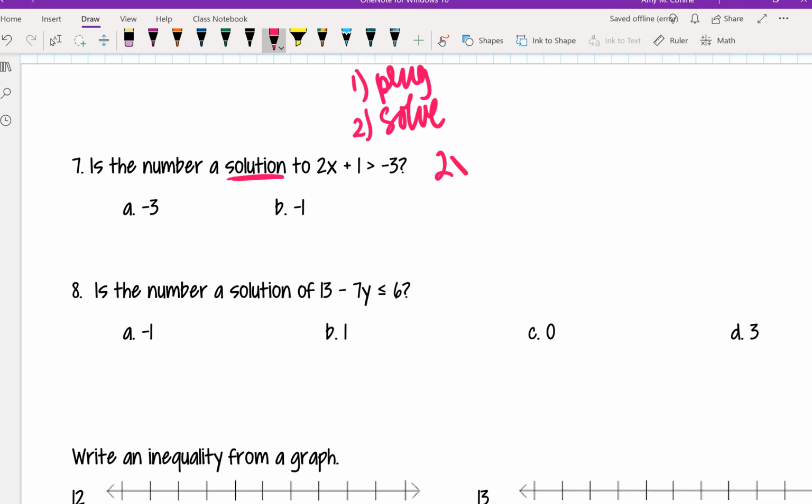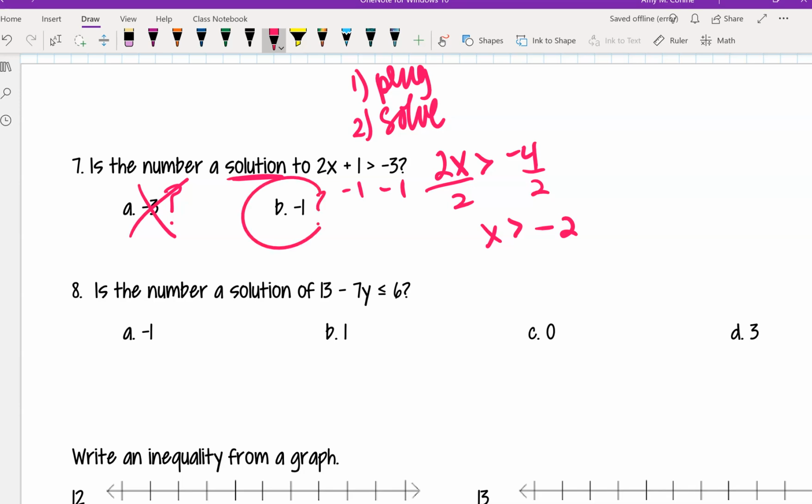So if I wanted to solve, subtract 1 over, so I have 2x is greater than -4, divide by 2, x is greater than -2. So if x has to be greater than -2, is -3 an answer? It wouldn't be, because -3 is less. Is -1 an answer? Is that bigger than -2? And it is. Okay, so when you're dealing with negatives, the closer you get to 0, the better.